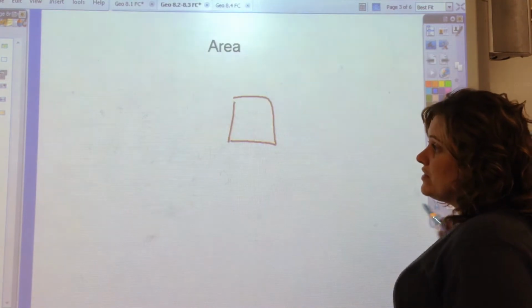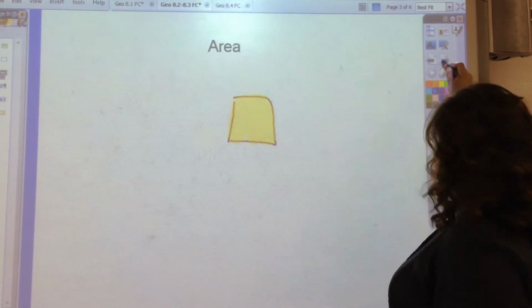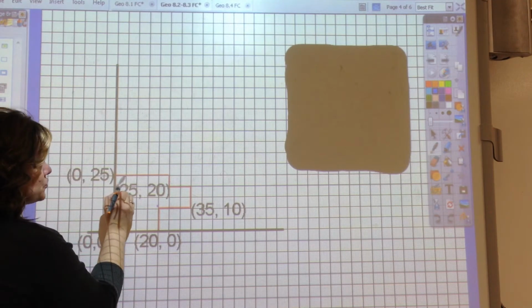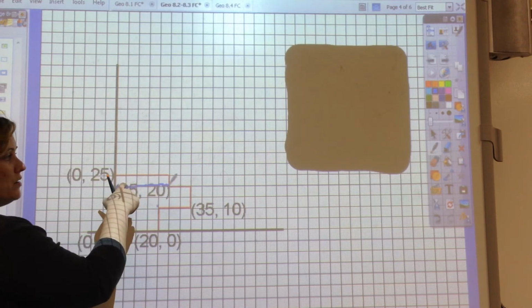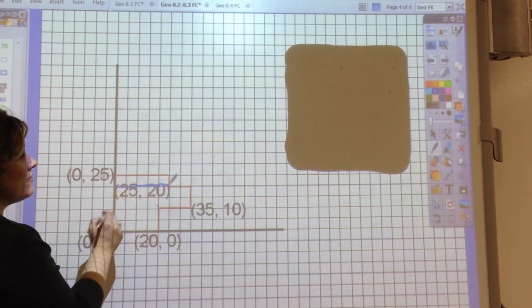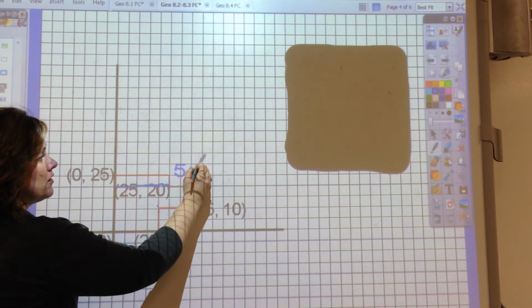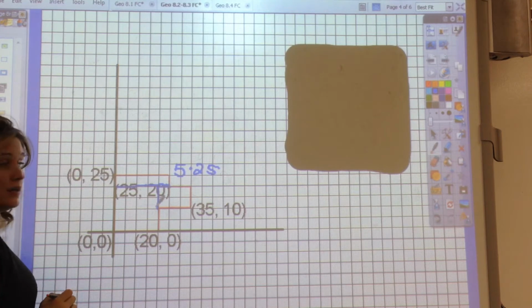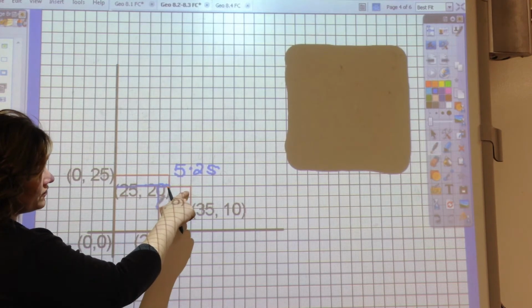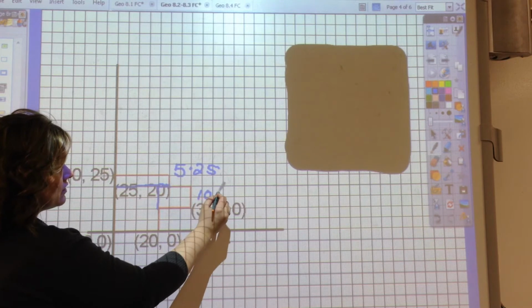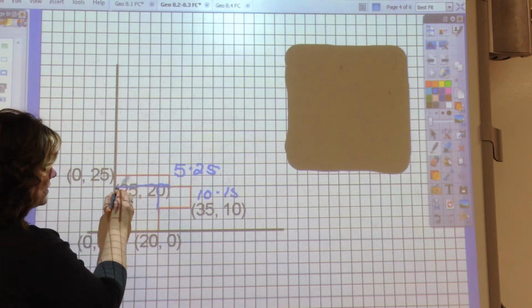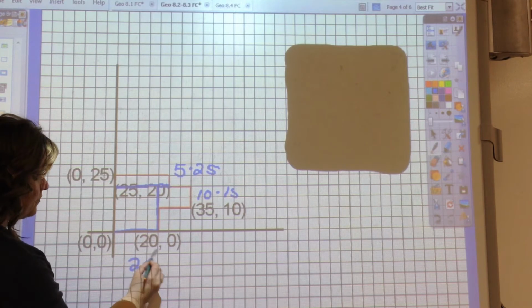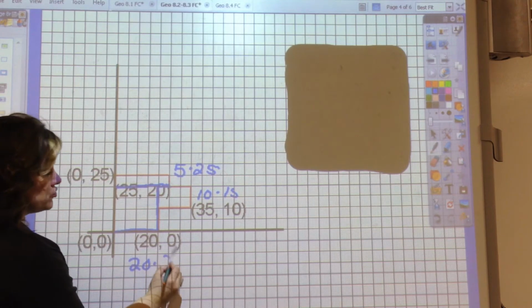So I recommend that we split this shape into pieces. I could look at this rectangle right here, which is 5 by 25. I could look at this rectangle right here, which is 15 by 10. And I can look at this rectangle right here, which is 20 by 1, 2, 3, 4, 20.